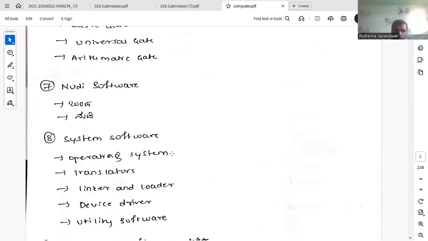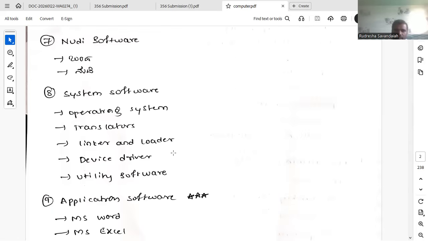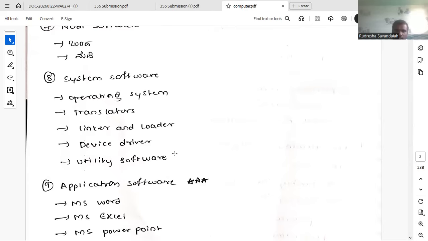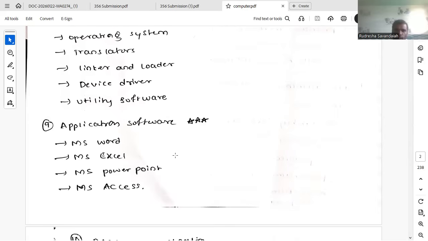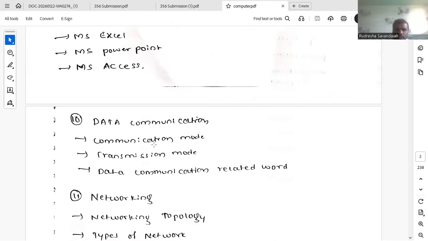In system software, operating system, translators, linker and loader, device driver, utility software. In application software, that is very very important, asked in your competitive exams also. In application software, Microsoft Word, Microsoft Excel, Microsoft PowerPoint, and Microsoft Access. Data communication, communication mode, transmission mode, data communication related words.